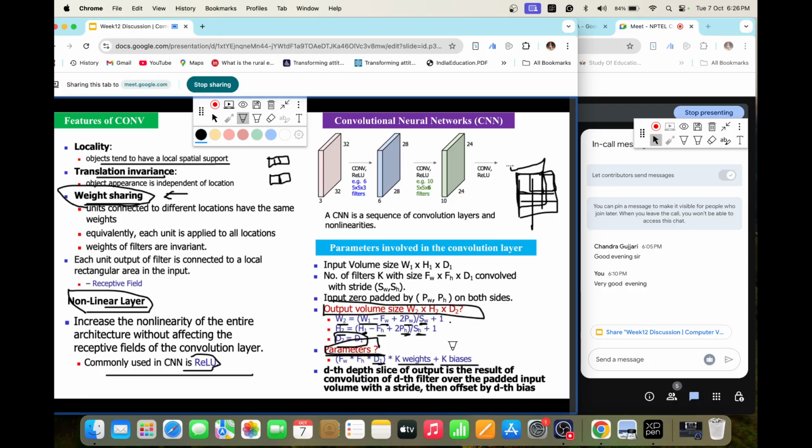So this is the most important formula that you have regarding your convolution operation. Okay, so any doubt in this?